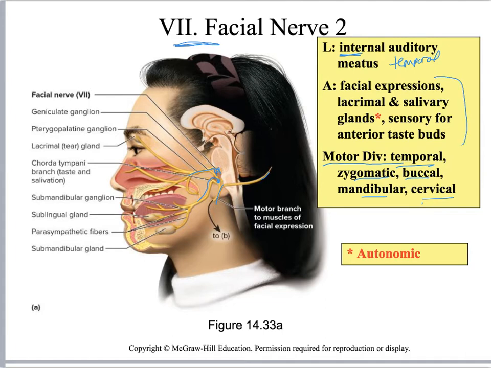Now, these are the actions. So facial expressions, all right, that's motor. Lacrimal and salivary gland secretions, that's also motor but autonomic. And then sensory for the taste buds, okay?